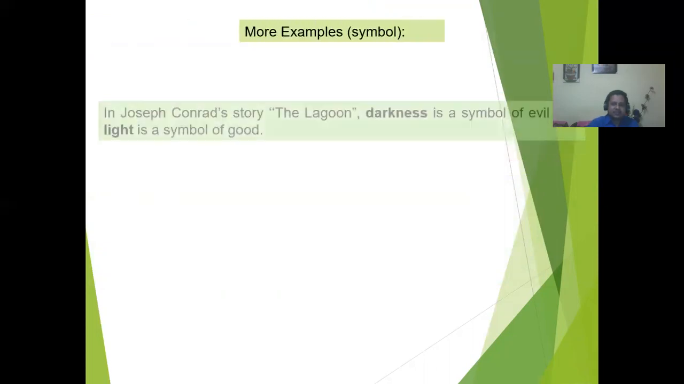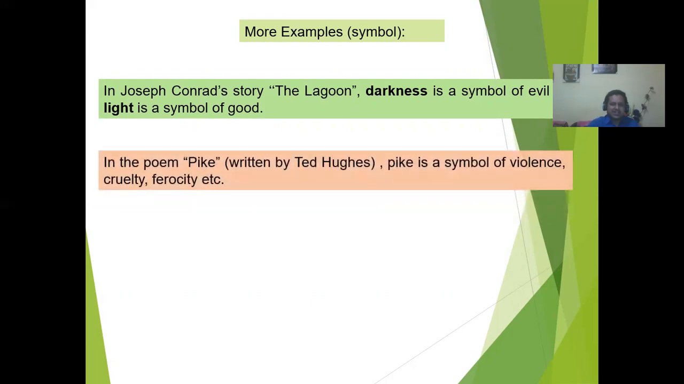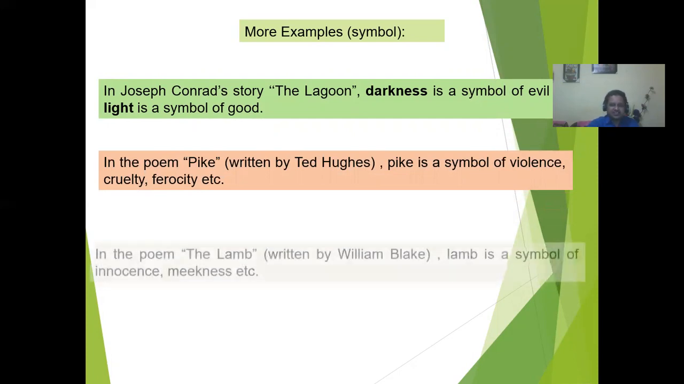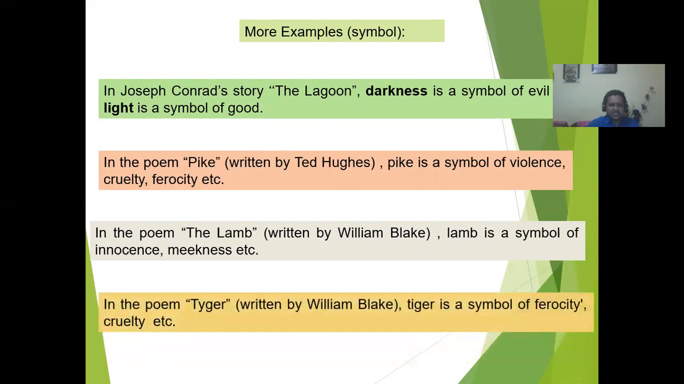More examples of symbol. In Joseph Conrad's story "The Lagoon," darkness is a symbol of evil and light is a symbol of good. In the poem "Pike," written by Ted Hughes, pike is a symbol of violence, cruelty, ferocity. In the poem "The Lamb," written by William Blake, lamb is a symbol of innocence, meekness, etc. In the poem "Tiger," written by William Blake, tiger is a symbol of ferocity, cruelty, etc.